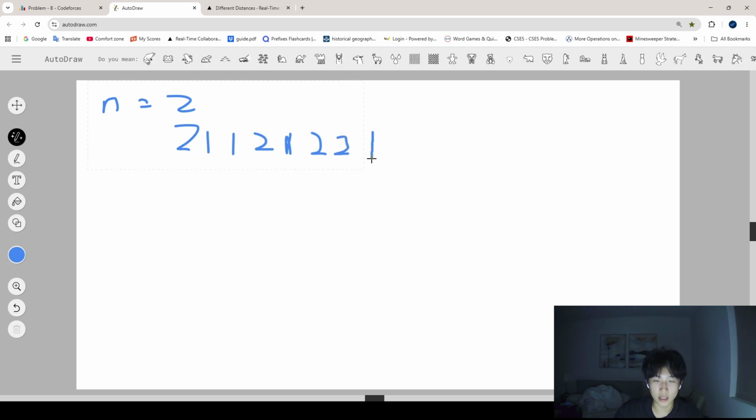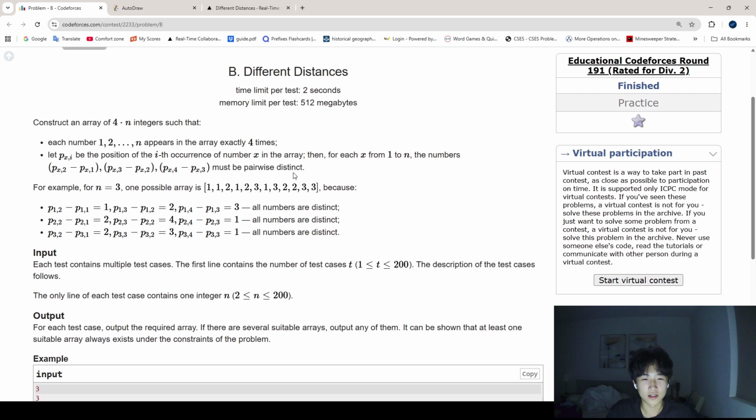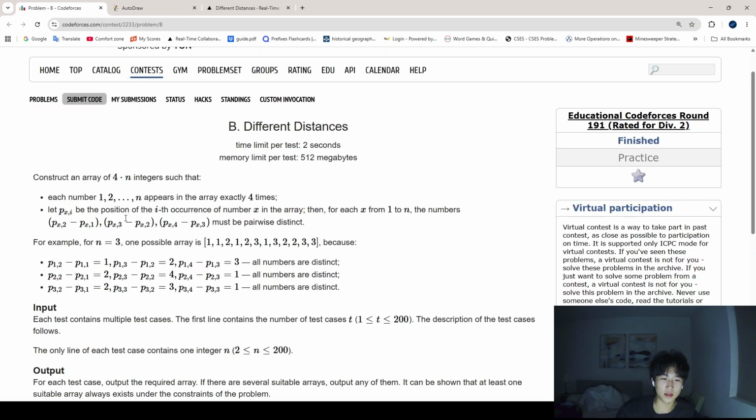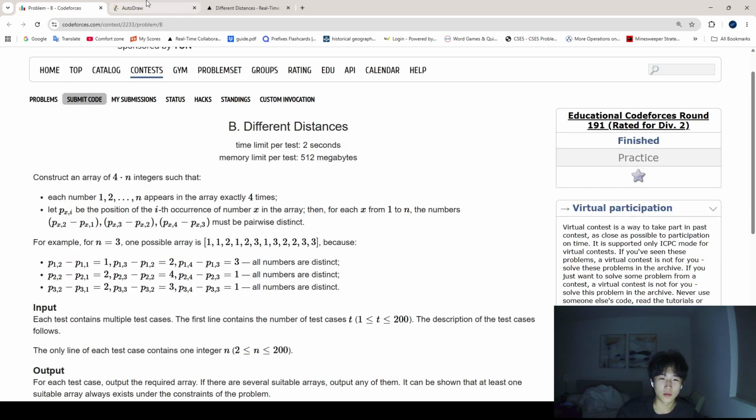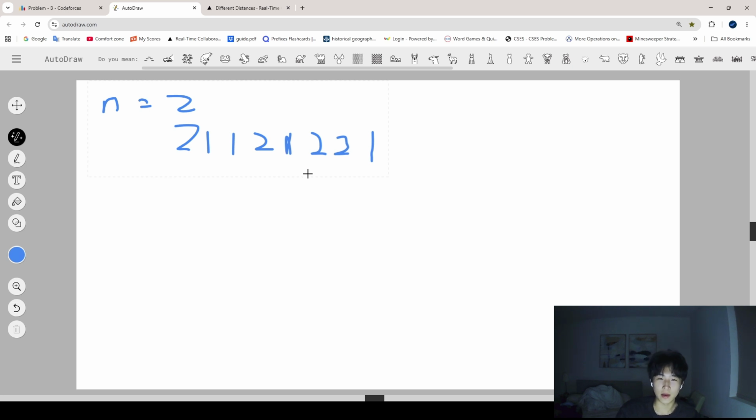And then I'll see that this answer actually works because the distance between these two is 0, is 1, the distance between these two is 2, and these two is 3. Distance between these two is 1, these two is 2, and these two is 3. And I actually said the distances in a different format. Here what I meant by distance is the amount of values between them that aren't equal to that value. But just know that it doesn't really matter. It's basically saying the same thing. So I realized that for n equals 2, this answer works.